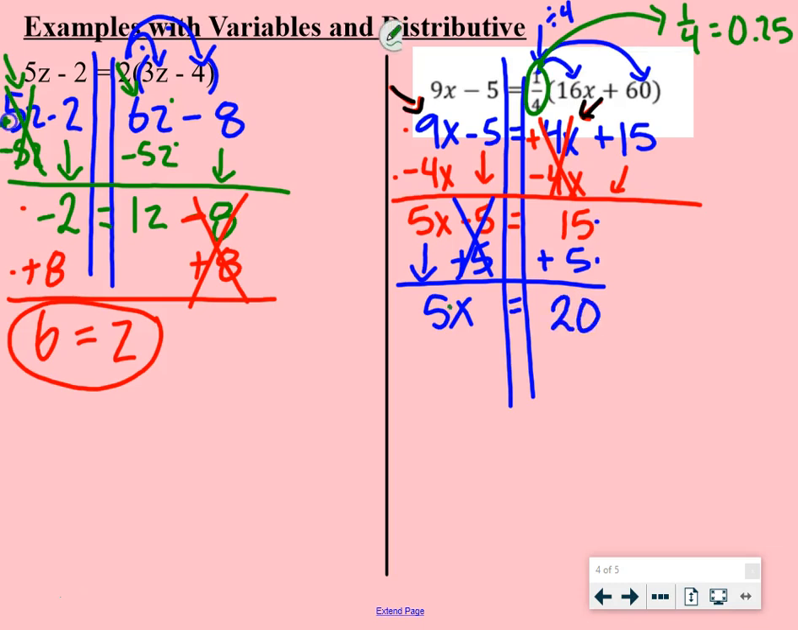Last step, we have 5 times x. We need to undo that with division. Divide both sides by 5. We get x equals 4.